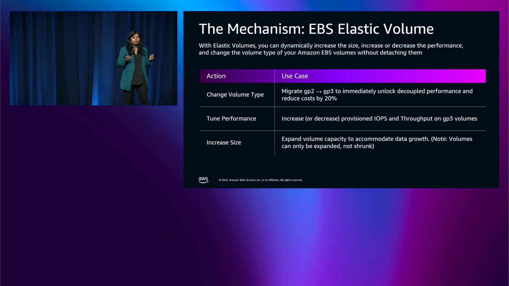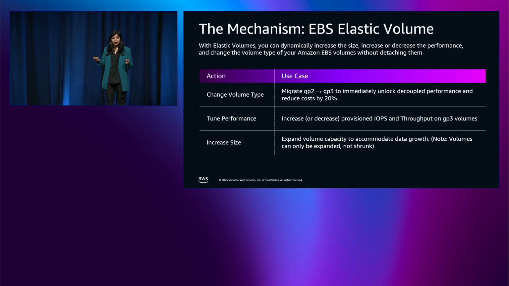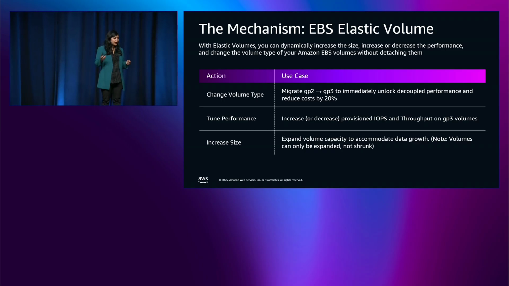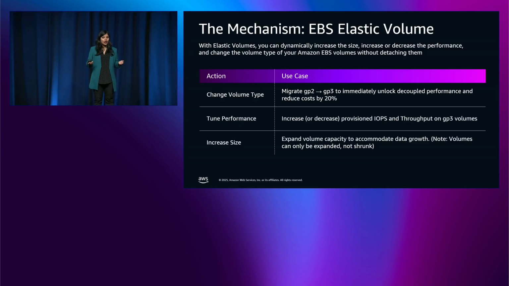First one, change volume. What if you just want to migrate from GP2 to GP3 or GP3 to IO2? You can do that using EV. You can also tune your performance within the GP3 spectrum. You can move from 16,000 IOPS to 80,000, for example.